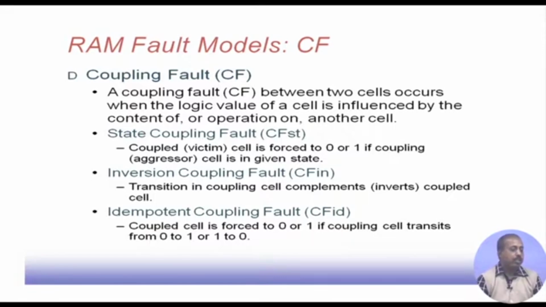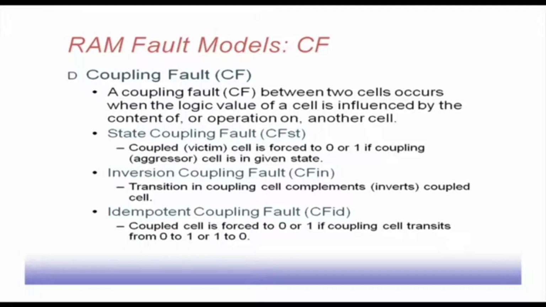So, you see that the content of a cell is 0, and that affects the content of one of its neighbors. That is one type of coupling. Similarly, if I make a transition on a particular cell that affects one of its neighbors, that is also a coupling fault.